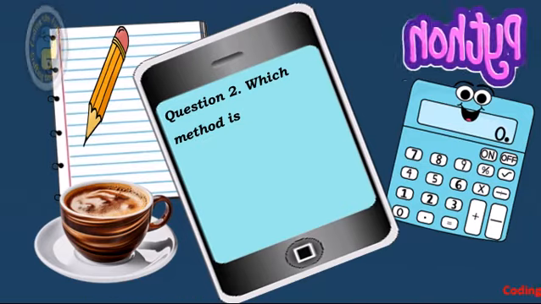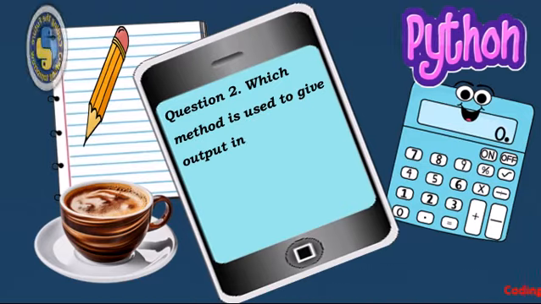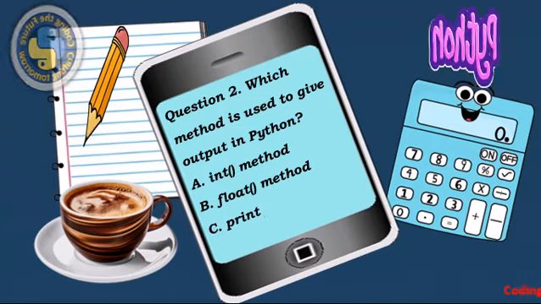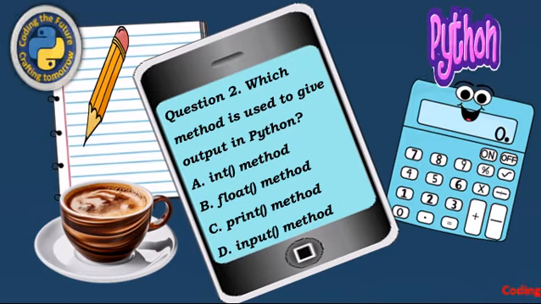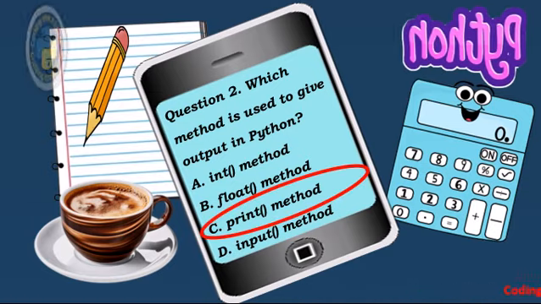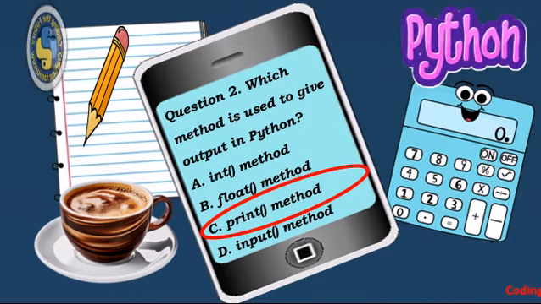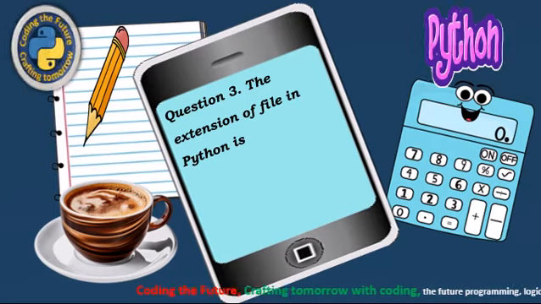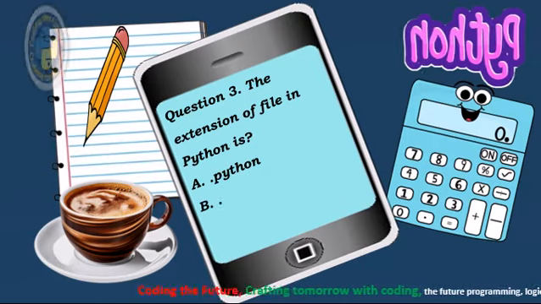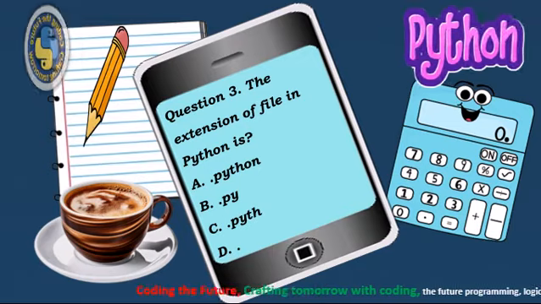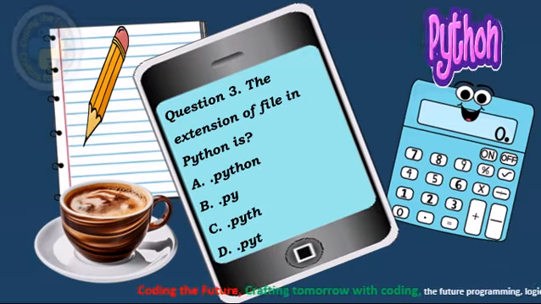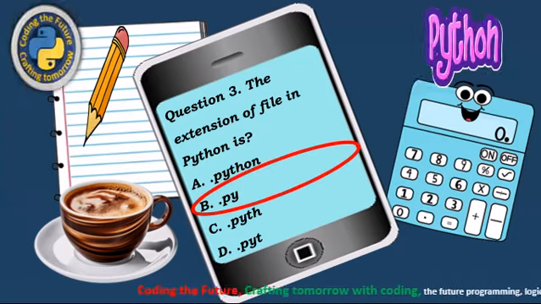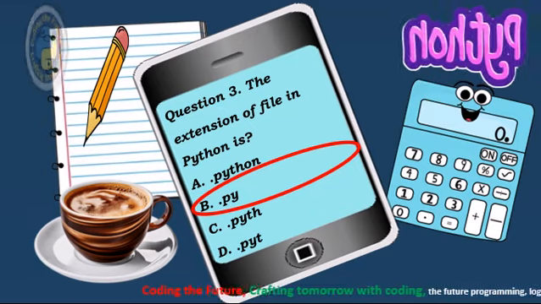Question number 2. Which method is used to give output in Python? A. int method, B. float method, C. print method, D. input method. The correct option is option C, print method. Question number 3. The extension of a file in Python is: A. .python, B. .py, C. .pyth, D. .pyt. The correct option is option B, .py.